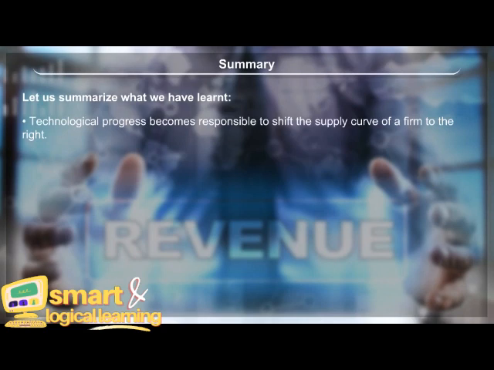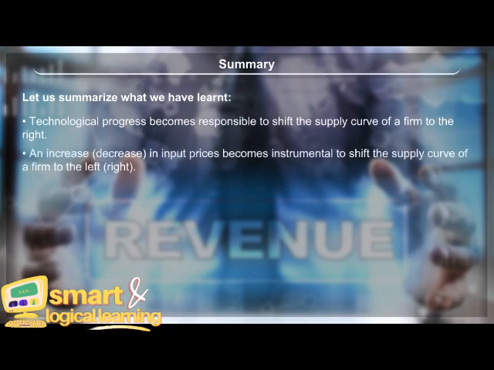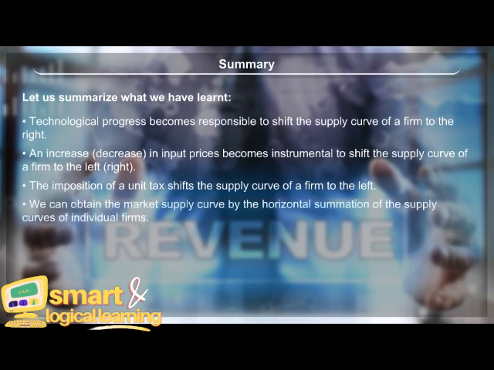Technological progress becomes responsible for shifting the supply curve of a firm to the right. An increase or decrease in input prices becomes instrumental in shifting the supply curve of a firm to the left or right. The imposition of a unit tax shifts the supply curve of a firm to the left. We can obtain the market supply curve by the horizontal summation of the supply curves of individual firms.